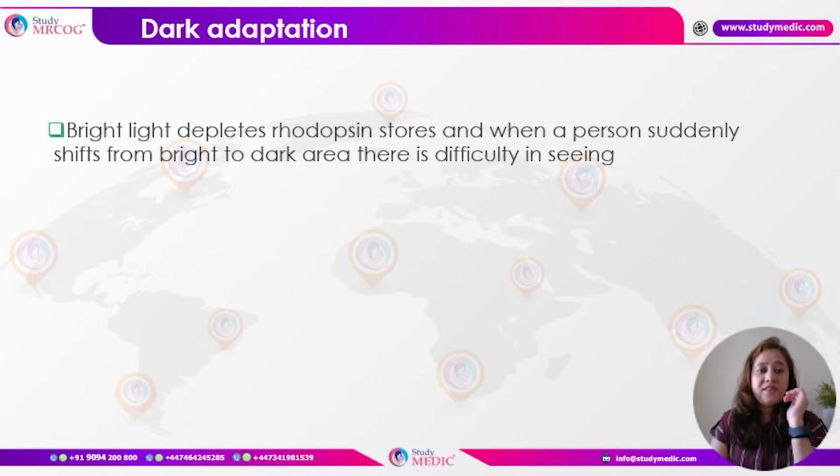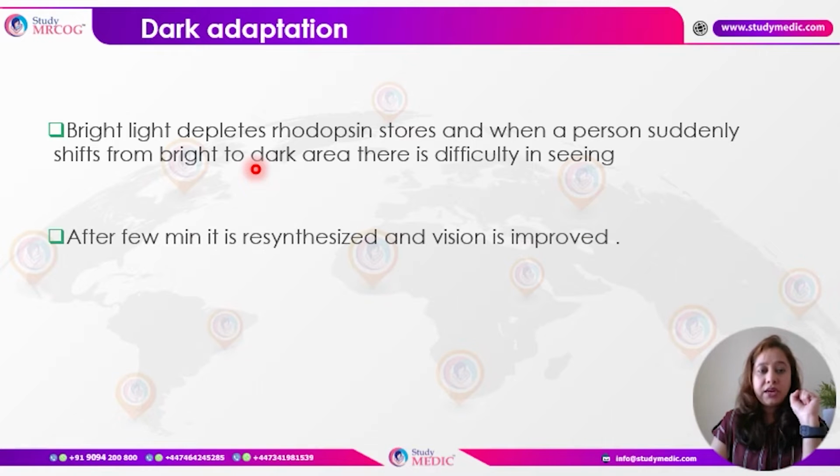So what is dark adaptation time? The bright light, when it strikes the retina, will cause bleaching of the rhodopsin. So the stores get exhausted, and when the person enters into a dark space, they require some time to see through the whole dark room. So that is the dark adaptation time.